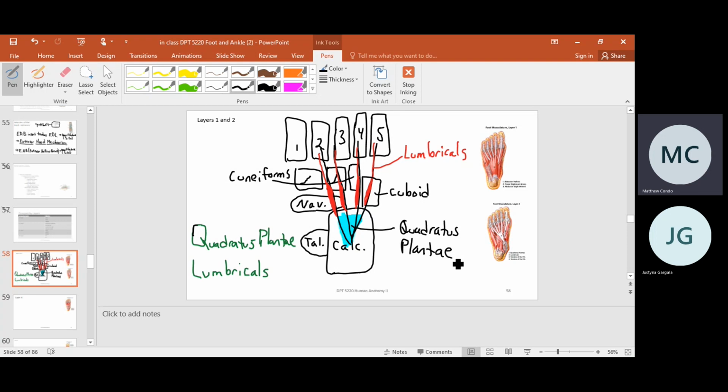Okay? All right, so that's 2 layers down. Let's go ahead and cut it there. And then, like I said, I'm not going to be here on Wednesday. I'll be here next Monday, and we'll finish up plantar surface and all the muscles.